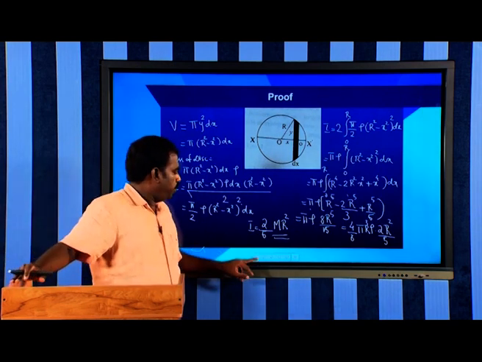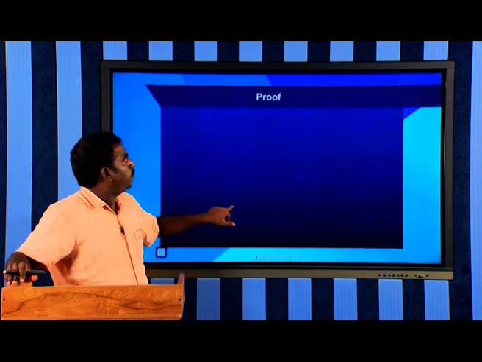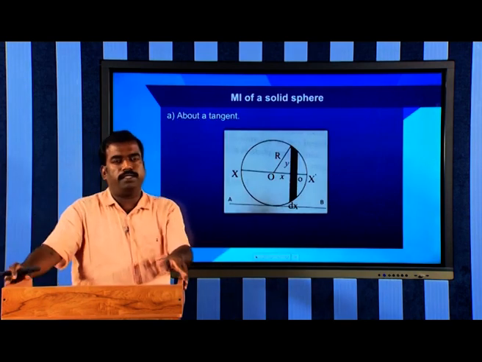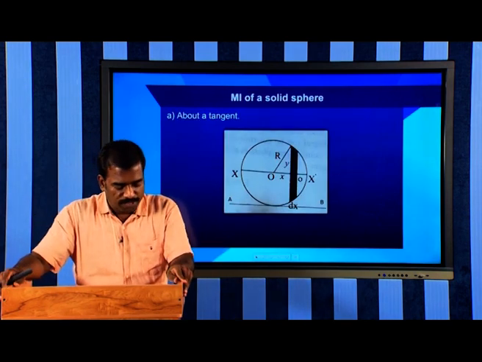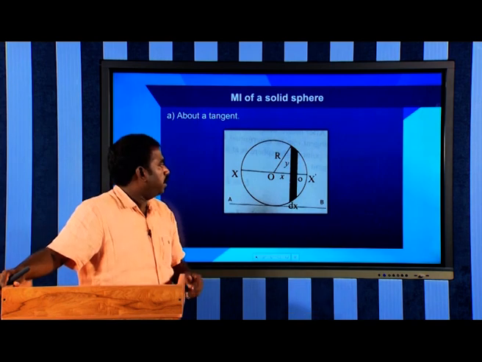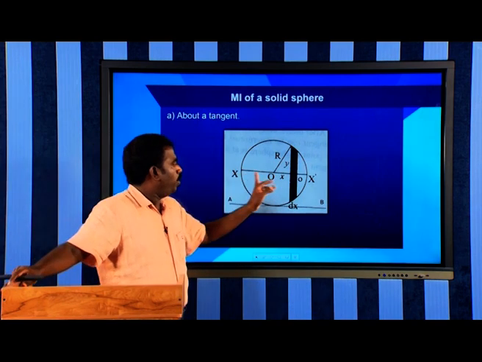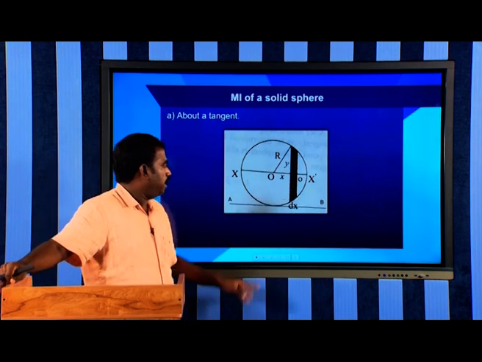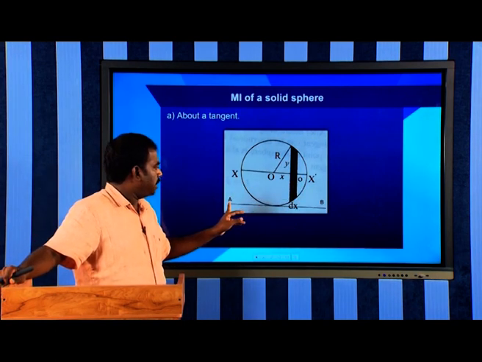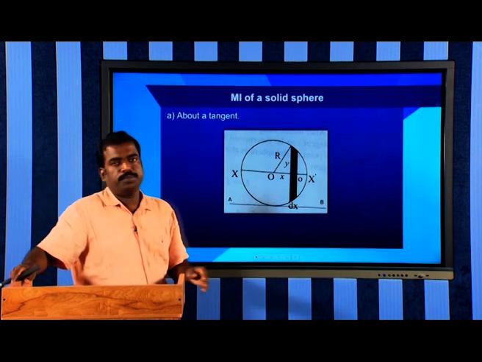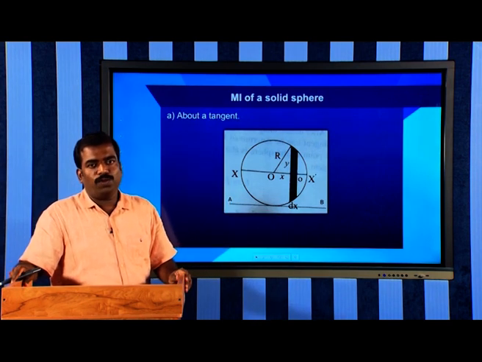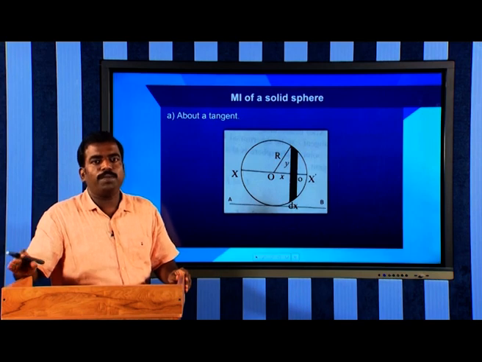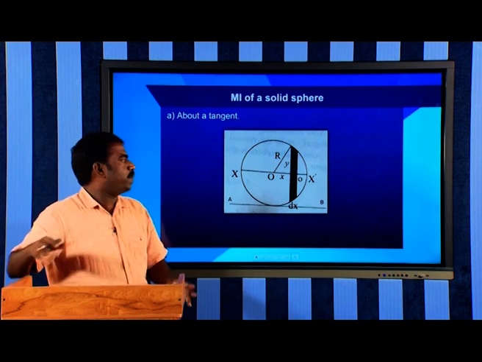Next is the moment of inertia of the same sphere about the tangent. It is very easy for you, I hope, because we know the moment of inertia of the sphere about x or x dash. Now, we need to find out the moment of inertia about AB, which is the tangent. How? What is the method? Just use the parallel axis theorem.